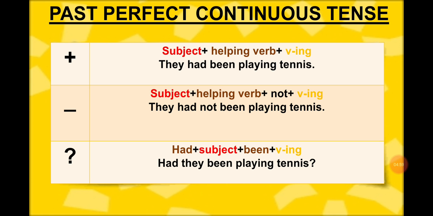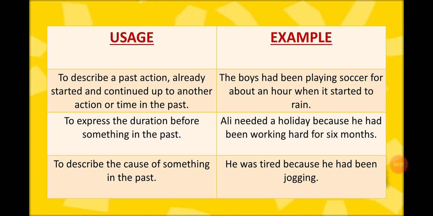And in interrogative, or questioning sentences, the helping verb had comes in the beginning, then subject, then been, and then verb with ing. So, had they been playing tennis? Is this clear, children? Now you know how to make positive, negative, and interrogative sentences in past perfect continuous tense? Good. Now let's move. Here is usage and some examples of past perfect continuous tense.